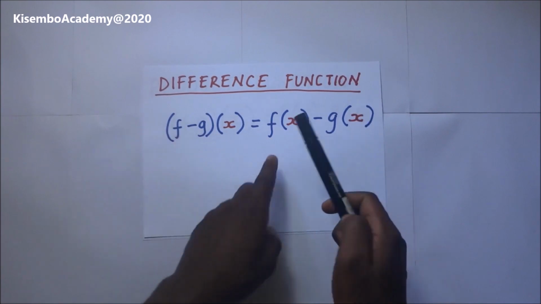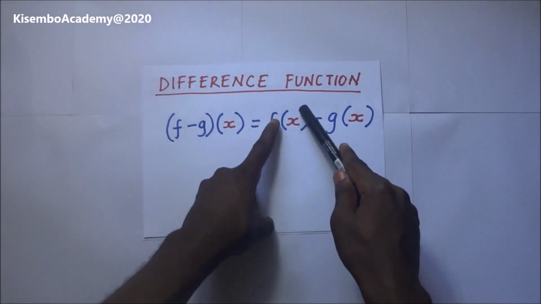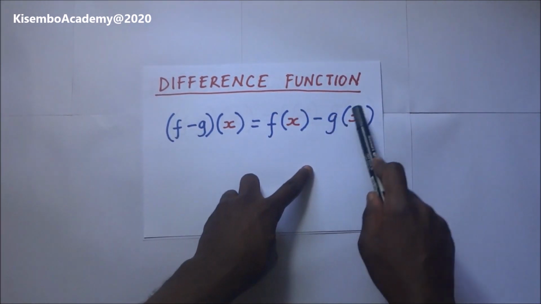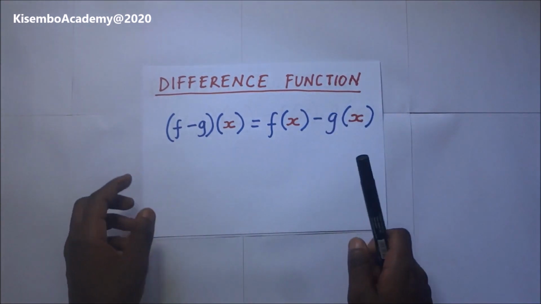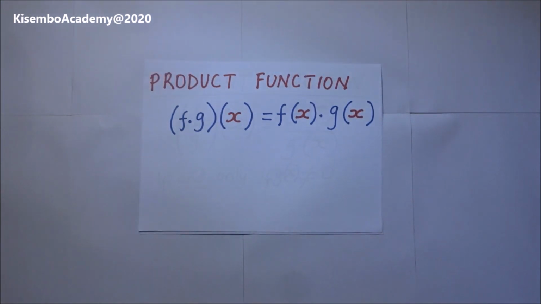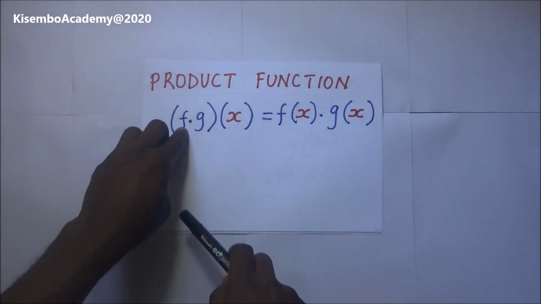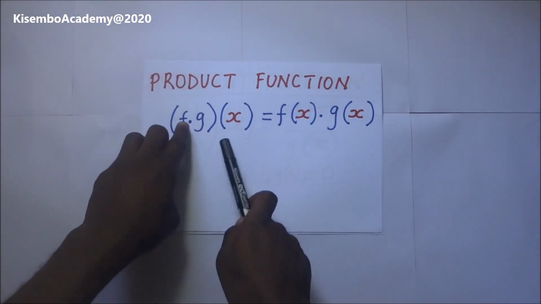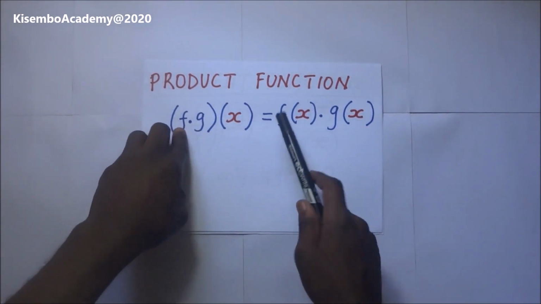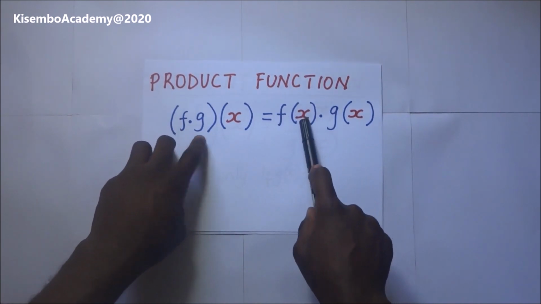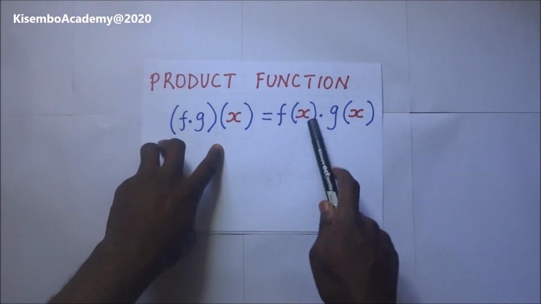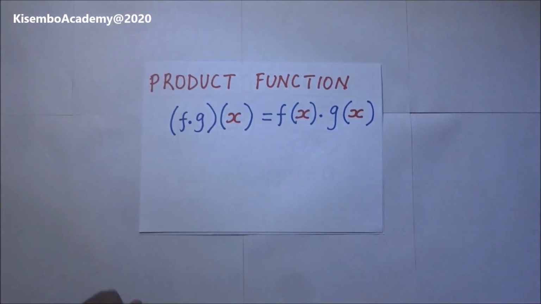This is the same as saying the function f where x is the input minus the function g where x is the input. We can also combine functions by multiplying them, and in this case we are talking about the product of functions. The product is represented by that dot, f dot g. F dot g, where x is the input variable, is the same as saying f of x dot g of x. In this case we are multiplying the functions.